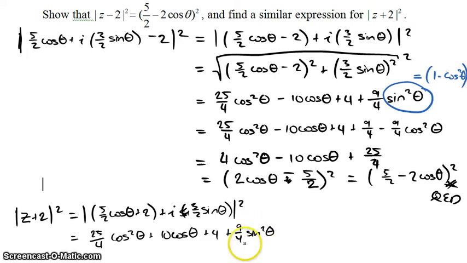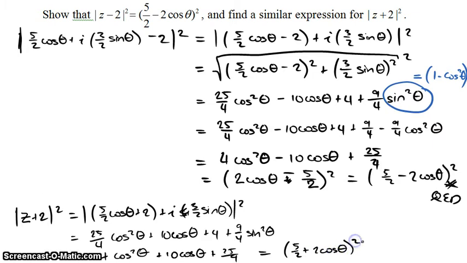We make the same substitution. sin² θ is 1 − cos² θ, and you end up with 4 cos² θ + 10 cos θ + 25/4, and that is of course just equal to (5/2 + 2 cos θ) squared. So that's your similar expression for z plus 2.